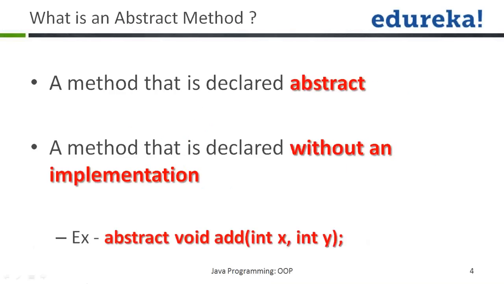Moving on. A method that is declared abstract is a method that is declared without an implementation. You do not have the body, you do not have the definition of that particular method present. So that method will be termed as an abstract method, which does not have an implementation and you actually mention it as abstract. Example is abstract void add(int x, int y). So you have got a method that is add, which is taking two parameters, integer x and integer y.